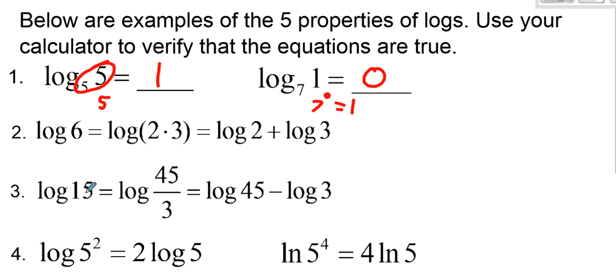And then log 15. 15, you could get that by doing something like 45 divided by 3. So division turns to a subtraction, so that's log 45 minus log 3. Just remember, if they don't have a base, it's always 10 on these. And in the problem when you're working it out, they all have to have the same base. So if the base is 10, it's going to stay 10 throughout the whole thing. If it was base e, it would stay e throughout the whole thing. Natural log.